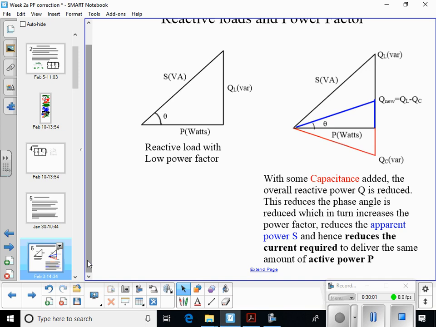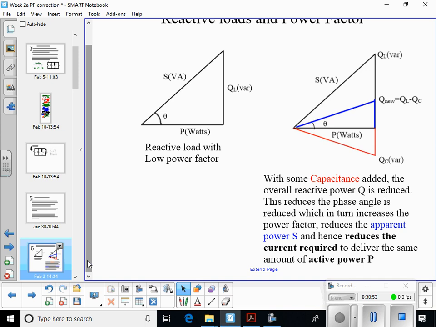Because it's working in the opposite direction, the overall Q, I'll call it Q new, is reduced, equal to QL minus QC. We'd still have a lagging current in this circuit overall, because the inductive part is bigger than the capacitive part, but we go some way towards bringing the two back together. So the overall reactive power Q is reduced, which reduces the phase angle, because the length of the line P is still the same, but the length of the line S is reduced and the angle is reduced. So it increases the power factor, reduces the apparent power S, and hence reduces the current required to deliver the same amount of active power P.